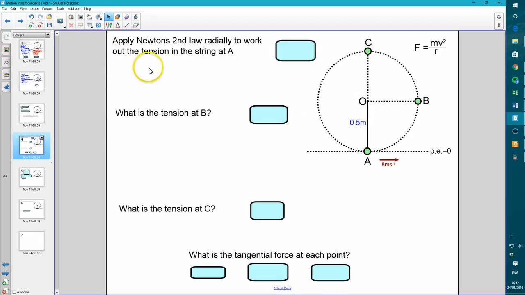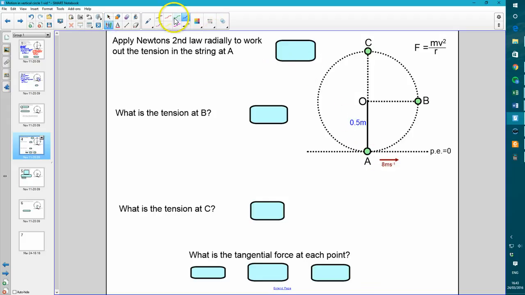So we're now going to have a look at how we can use what we've done so far to help us work out what the tension in the string is at any given point. So first of all, we're going to have a look at point A over here. We're going to apply Newton's second law radially, so that means towards the centre of the circle, to work out the tension in the string at A. So it's important that we realise that we're always going towards the centre of the circle when we're using Newton's second law radially. So let's have a think about what's going on here.